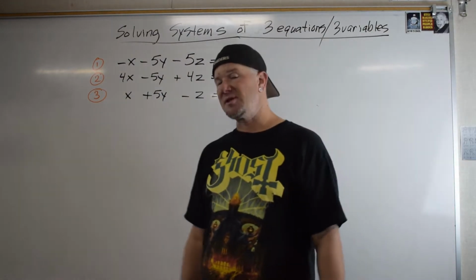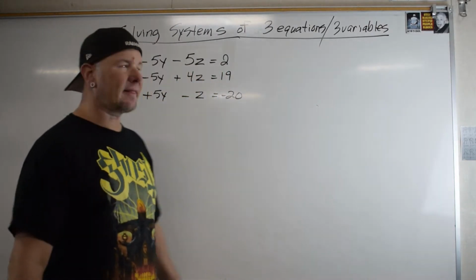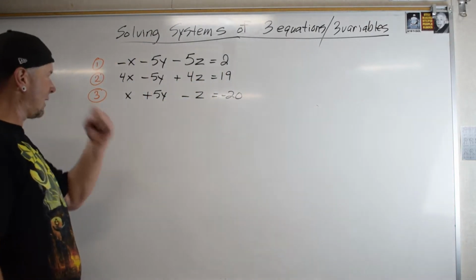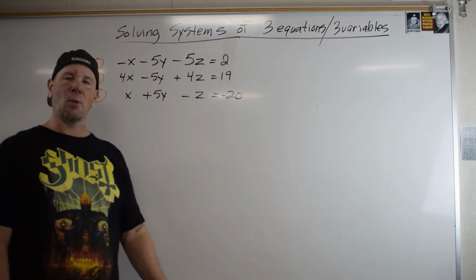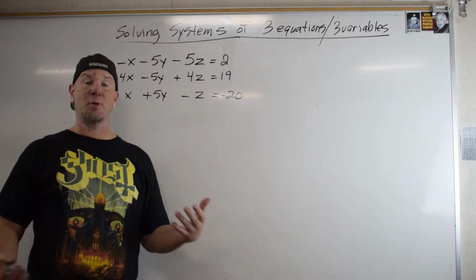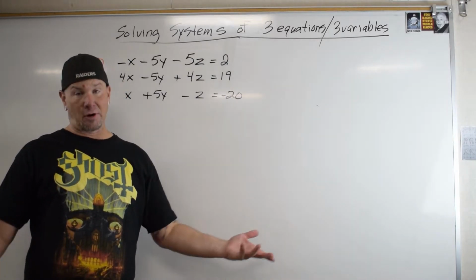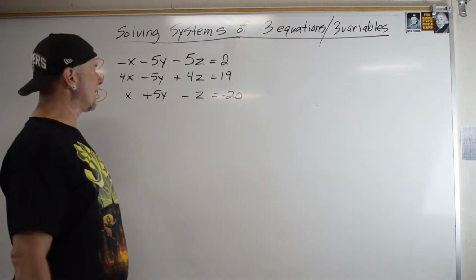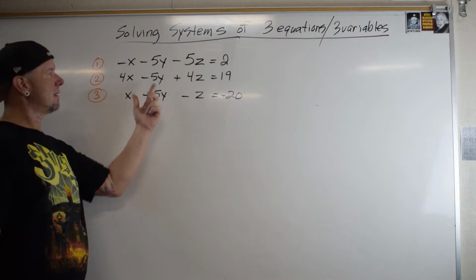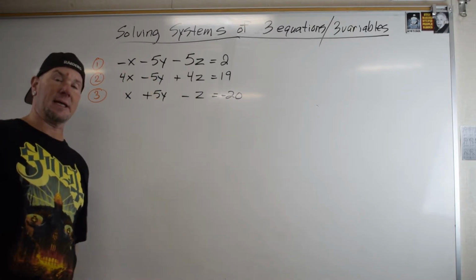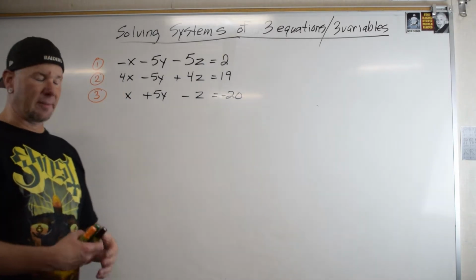Some of these will be easier to do, some will be harder. In looking at this one, you can either look and see which variable would be easiest to cancel out, or you could just pick a variable and go with it. Here, when I look at this, I see negative 5y's and a positive 5y. So I think I could really easily cancel out the y's there. So that's what I'm going to do.